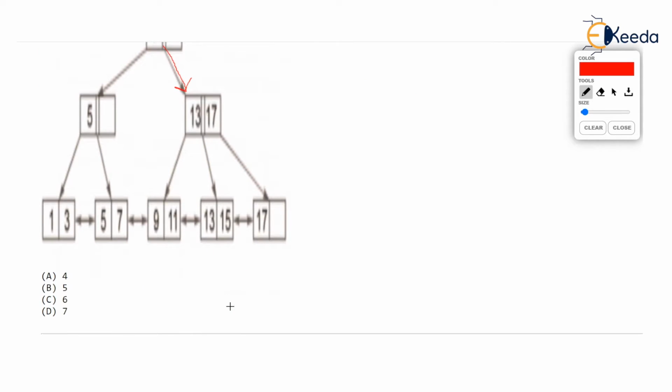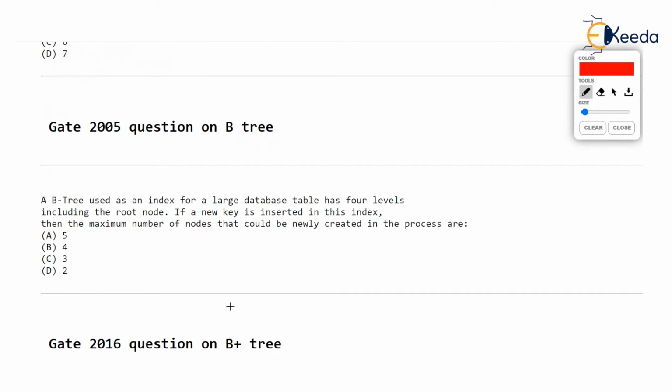Now let's see the GATE 2005 question. The question is about B tree. B tree used as an index for a large database. Just ignore all this because you may not have learned database management system, and the two topics B and B plus tree will be revisited again. The same topic is there in DBMS, so we will touch that topic there also. So these questions can be included in DBMS also.